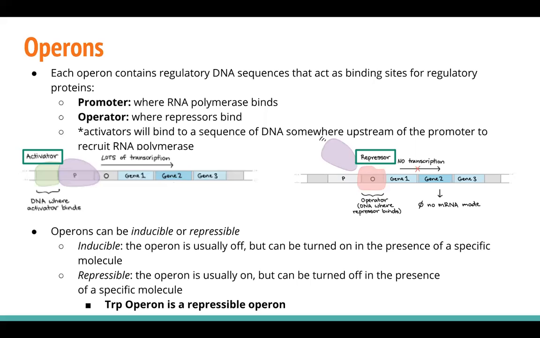So I don't know if you guys remember, but the lac operon is inducible, which means that it's usually off, but in the presence of lactose, it'll be turned on. Whereas the trp operon is repressible. So repressible means that the operon is usually on in its normal conditions, but in the presence of a specific molecule, in this case tryptophan, it will be turned off. So we're going to focus on the trp operon. It's repressible, so it's usually on, and it'll be turned off when tryptophan is in the surrounding area.